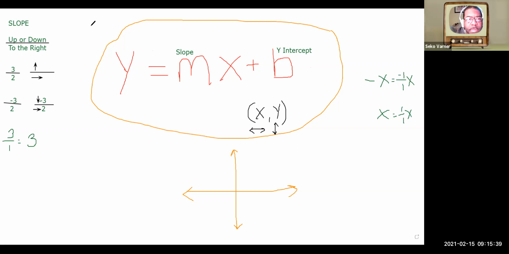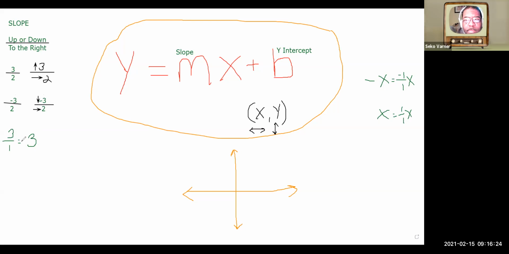Now, when we're dealing with a slope, slope is a fraction. The numerator, or the top part, is up or down. The denominator, or the bottom part, is to the right. So if we had a slope of 3 over 2, that's 3 up and over 2 to the right. If we had a slope of negative 3 over 2, that's down 3, and we're going to the right 2. Now, if you have a slope that's just one number, it's really that number over 1. So the slope is always a fraction.